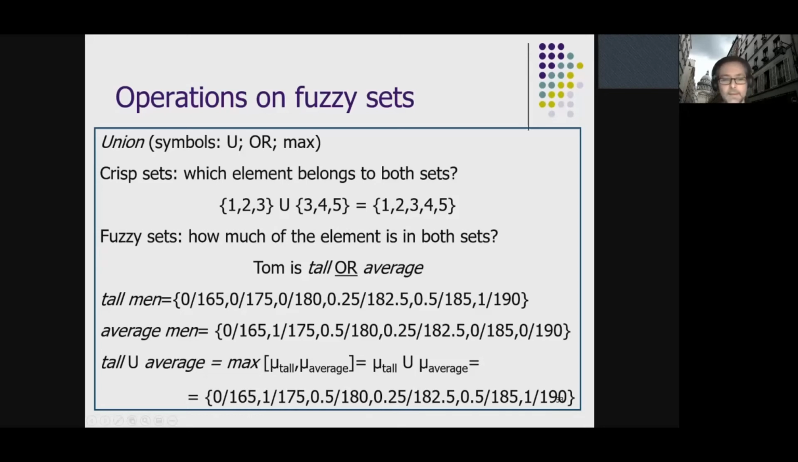So for example, we had for 190, 1 in the set tall men and 0 in the set average men. Since we are taking the maximum in the union, we're going to have 1, the maximum value. Okay, so this is how we work. We create another fuzzy set. This is again a discrete fuzzy set in this example, where you have discrete elements that represent heights, and each element is associated with a degree of membership, a number between 0 and 1.